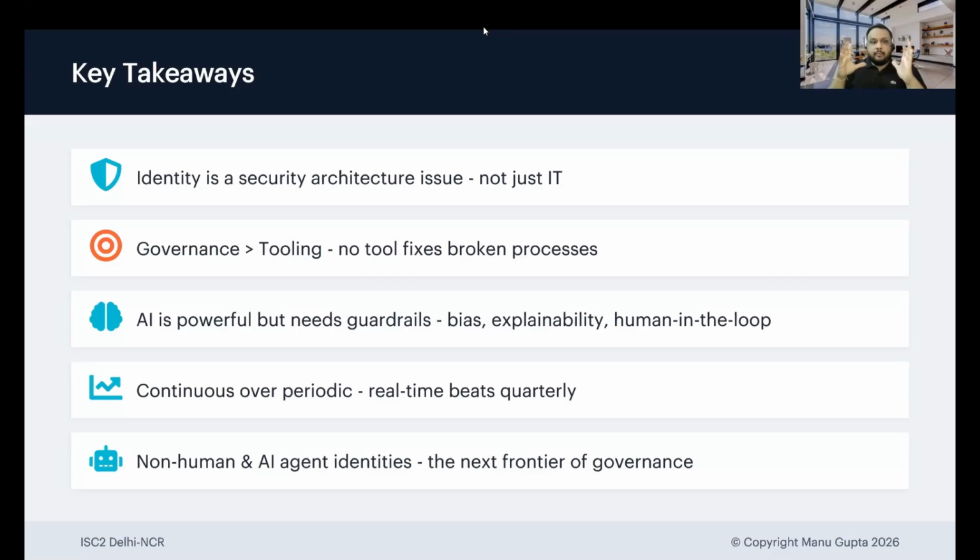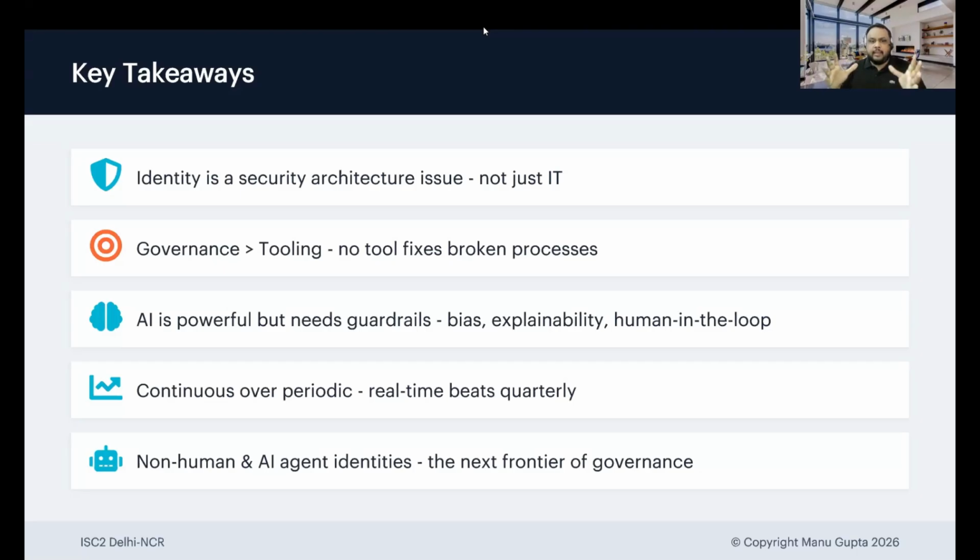So, one, identity is not just an IT problem, right? It's a security architecture issue that requires the same strategic attention as any other critical security domain, right? Two, governance is greater than tooling. No tool will save you if your governance model, your processes, and your organizational accountability are broken.